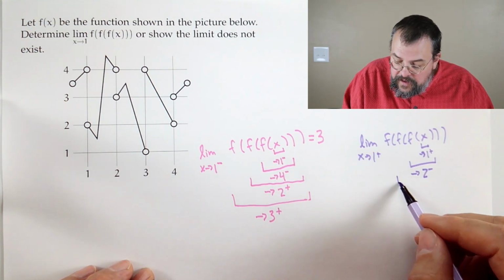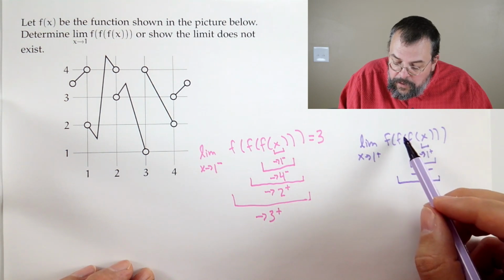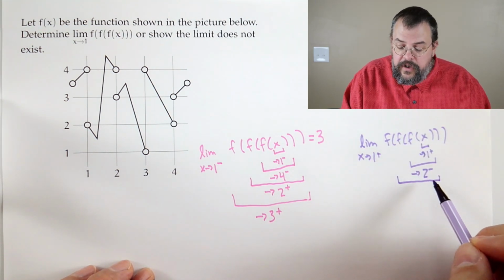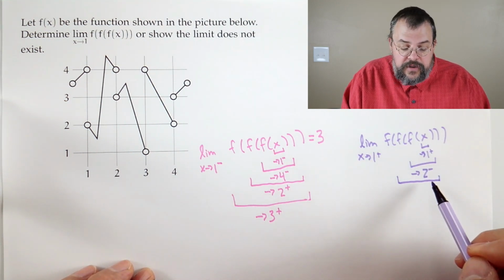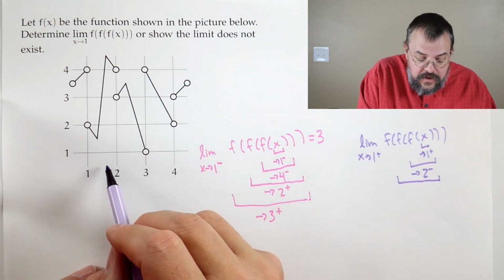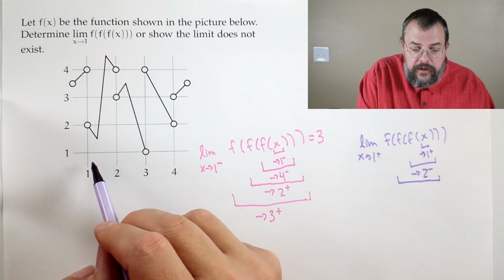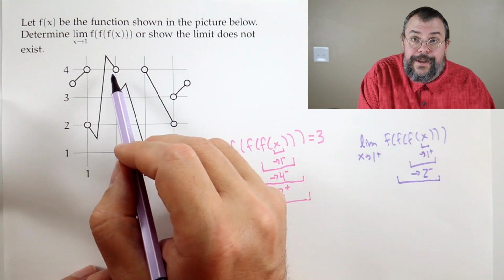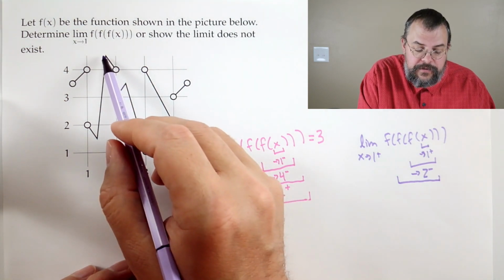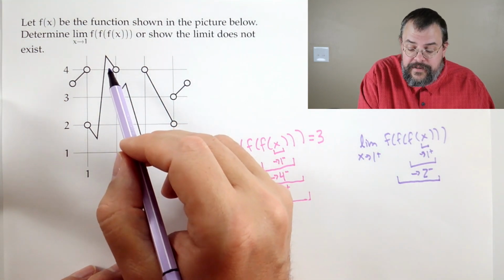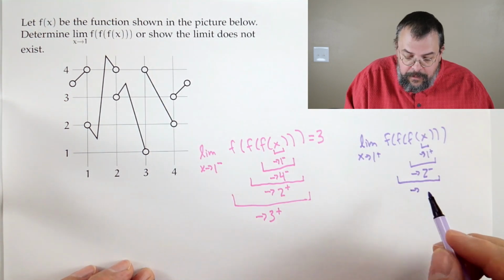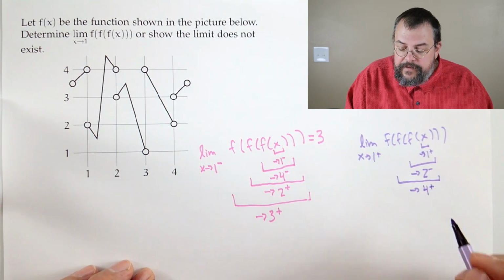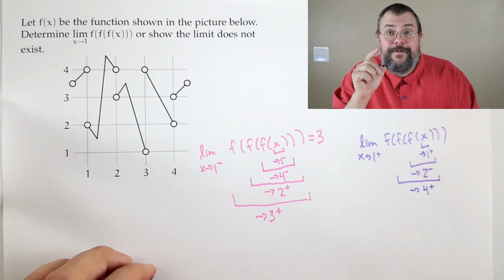Now, for our next layer, we now want to look at f as what's coming into the function goes to 2 from below. So what happens to f as we approach 2 from below? So here's 2. We want to come from below, so we're coming from this side. Our function is approaching 4 in what way? It's approaching 4 from above. And why do we say above? Because we're going from higher to lower. 4 from above. All right. One layer to go.